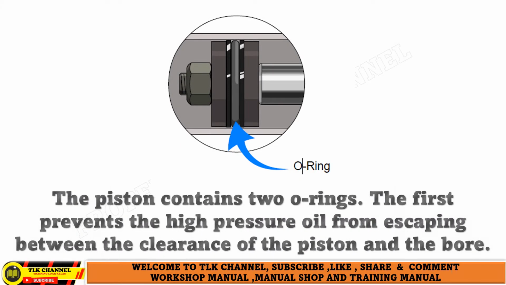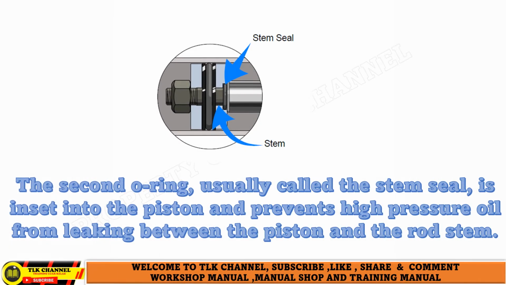The piston contains two O-rings. The first prevents the high-pressure oil from escaping between the clearance of the piston and the bore. The second O-ring, usually called the stem seal, is inset into the piston and prevents high-pressure oil from leaking between the piston and the rod stem.